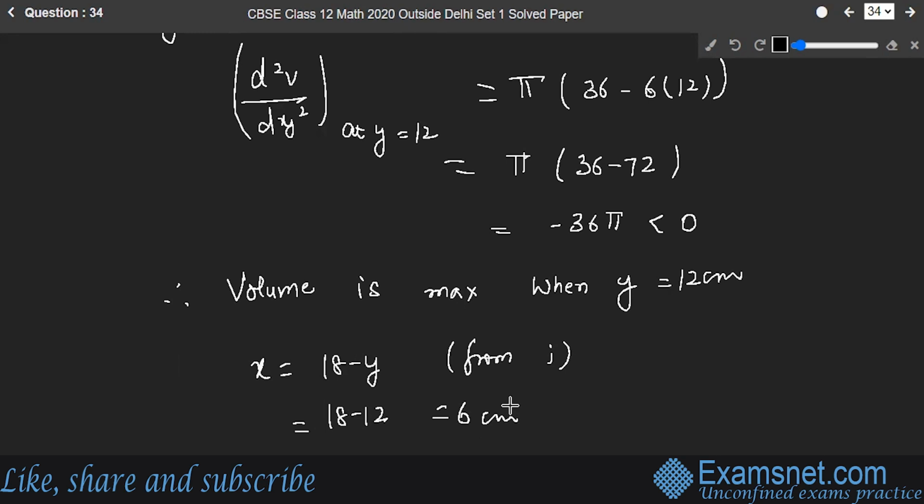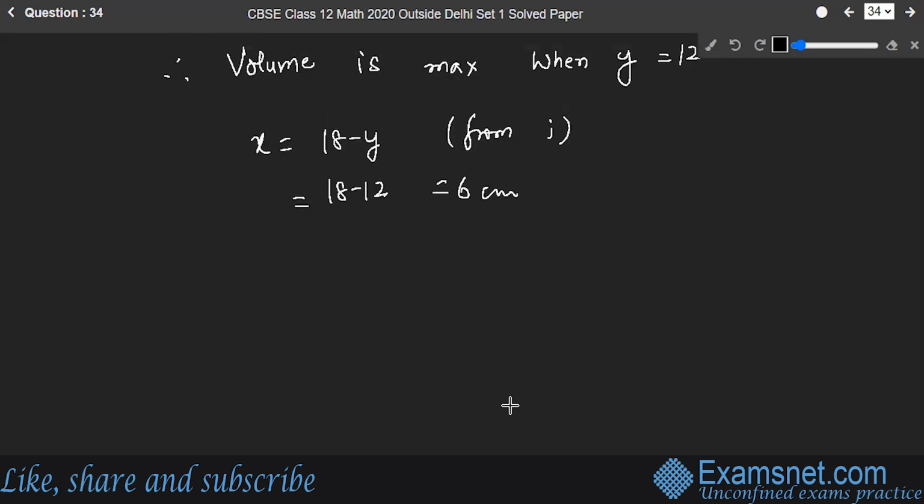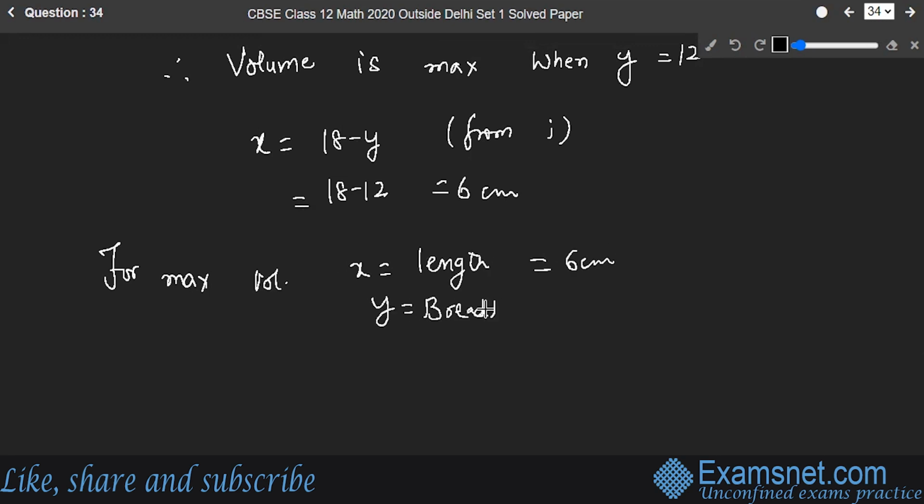So that means for the maximum value, what should be the sides of the rectangle? For maximum volume, x, that is equal to length, should be equal to 6, and y, which is your width or the breadth, should be equal to 12 centimeters.